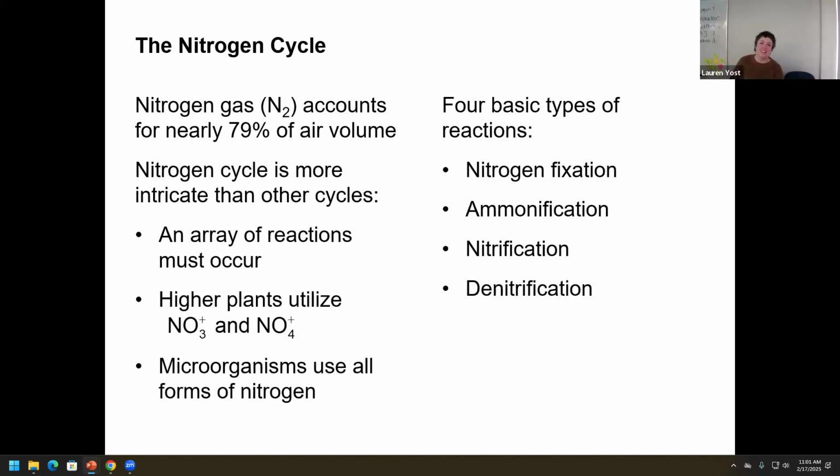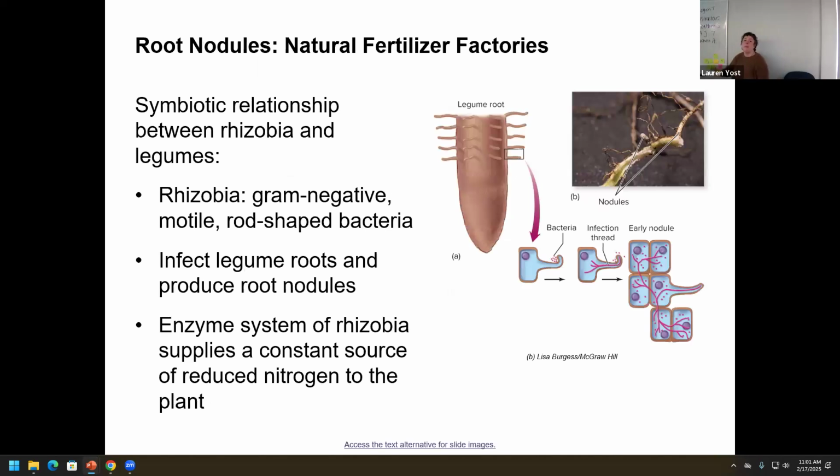So I don't need you to know nitrogen fixation versus ammonification versus nitrification. These are all different processes in the nitrogen cycle. Know just that they are involved in the nitrogen cycle. You don't need to know what happens in each one, okay? But know they are steps in the nitrogen cycle. So this is where we're talking about the microbes in the soil and embedded in the roots of our plants, converting it into usable nitrogen for the plants.